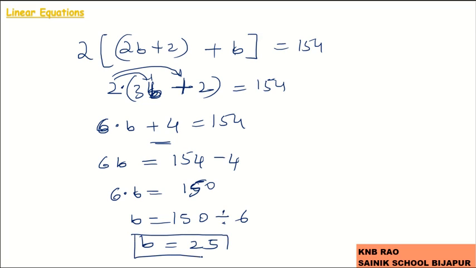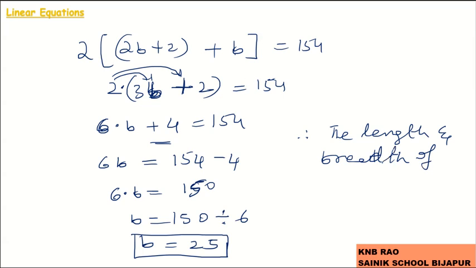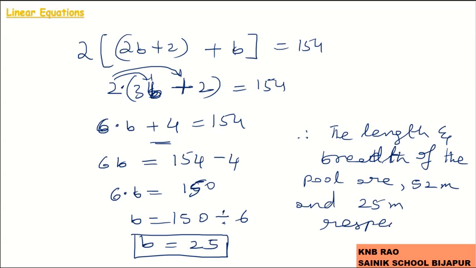So, the moment I get the breadth, the conclusion will be, therefore, the length and breadth of the pool are, so breadth is known, 25, so length will be 2 25s are 50, 50 plus 2, 52 meter and 25 meter respectively. So, this is the conclusion.